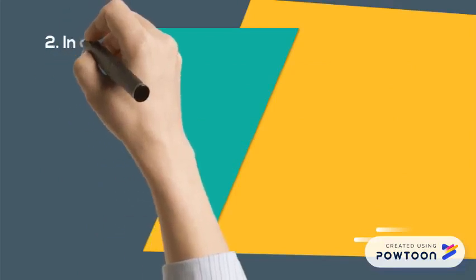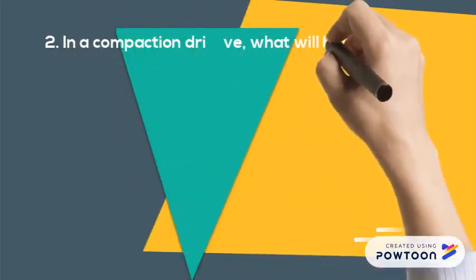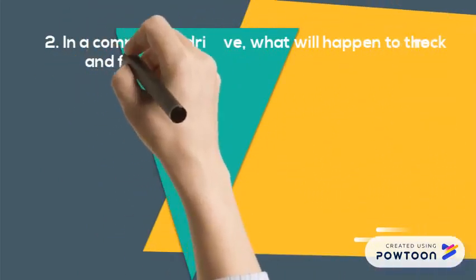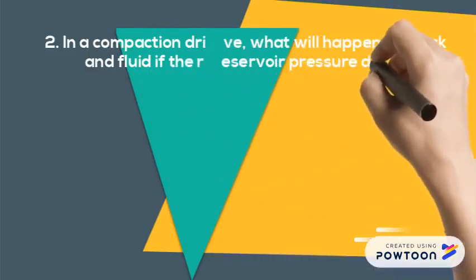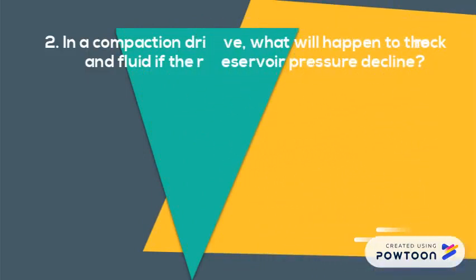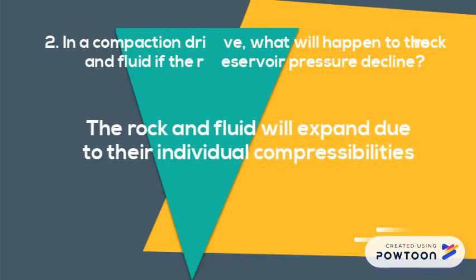In a compaction drive, what will happen to the rock and fluid if the reservoir pressure declines? Okay, the rock and fluid will expand due to the individual compressibility.